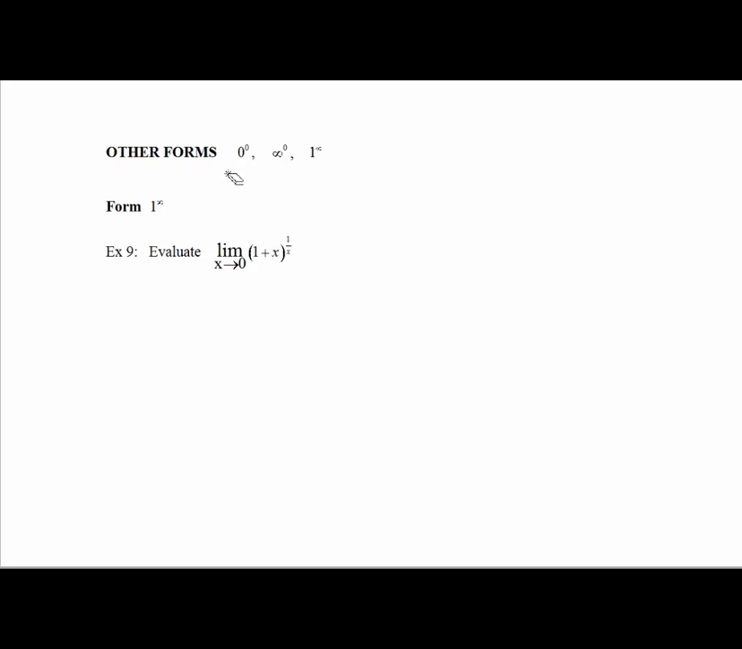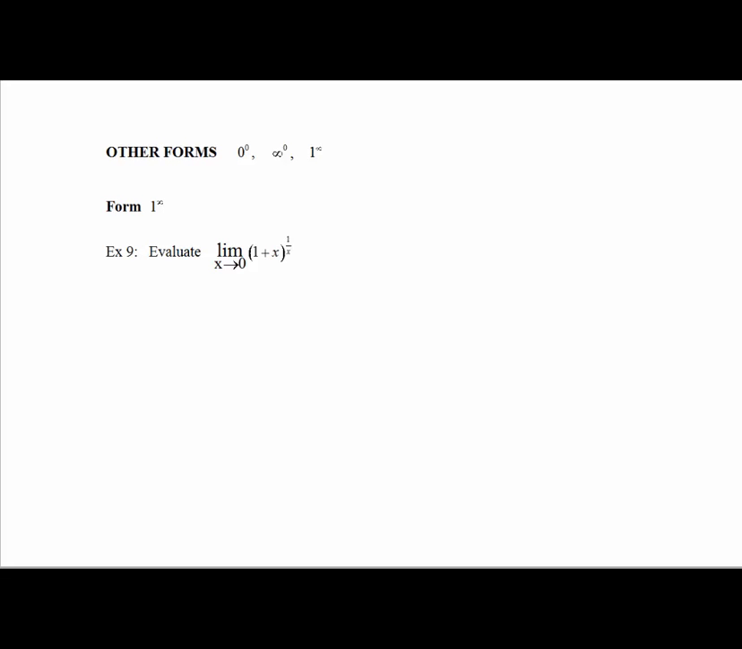The last three forms that we'll be looking at are the indeterminate forms of 0 to the 0, infinity to the 0, and 1 to the infinity. We'll be doing two of these three, but all three forms are approached in the same way. We're going to use the natural log to help us.